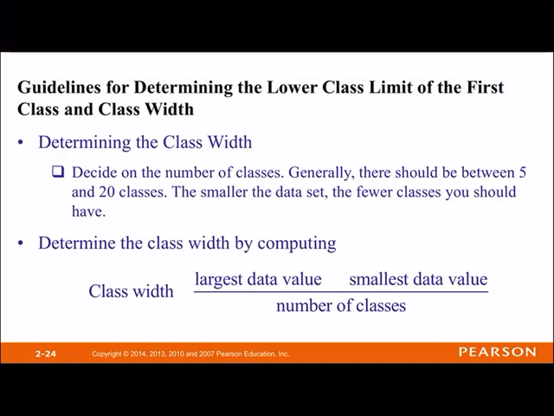Okay, so again, guidelines here: determine the class width by computing your largest data value minus your smallest data value, divided by your number of classes. I don't know why my equal signs aren't coming out here.